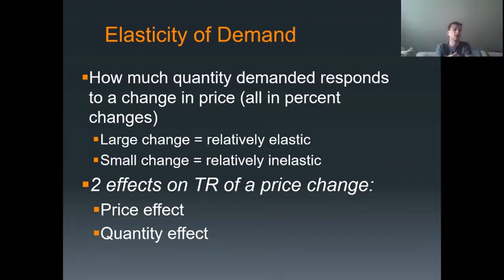There are two effects on total revenue of a price change. The price effect is essentially the idea that as you increase the price, each good sells at a higher price, which increases total revenue, since total revenue is just price times quantity. The quantity effect is the other half of that: thinking about the demand curve, as the price increases, you sell less of a good, therefore that decreases total revenue. And so elasticity of demand is really about balancing these two effects. If there is a large change, which of these effects is more in charge, and if there's a small change, which of these effects is more in charge.